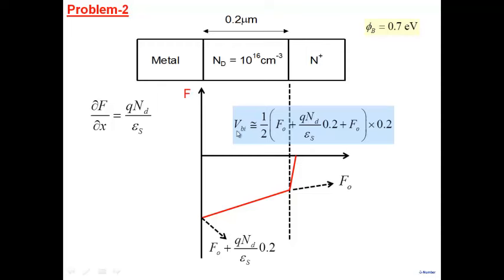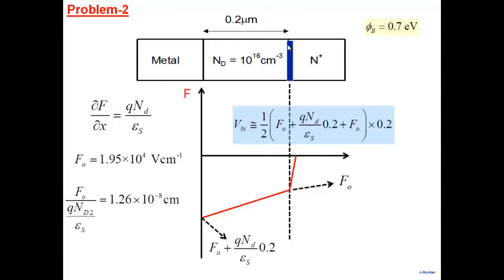So I have 0.7 here, and I have all the other information available to me, so I can estimate F naught. If my calculations are correct, I will get an F naught of 1.95 into 10 power 4 volt per centimeter. Once I get F naught, let's calculate how much is this region here. How do I calculate this region?